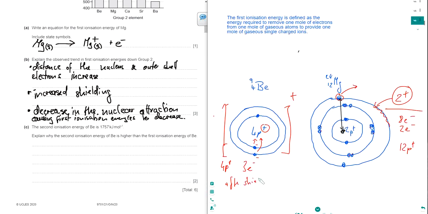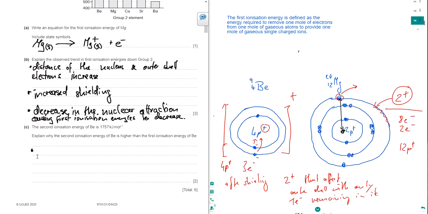shielding. We will have 2 positive charges that affect the outer shell, with only 1 electron remaining in it. Which means instead of having 2 positive charges that attract 2 negative electrons, we now have 2 positive charges that affect and attract 1 negative electron. Which means after we have removed 1 electron, the nuclear attraction increases.